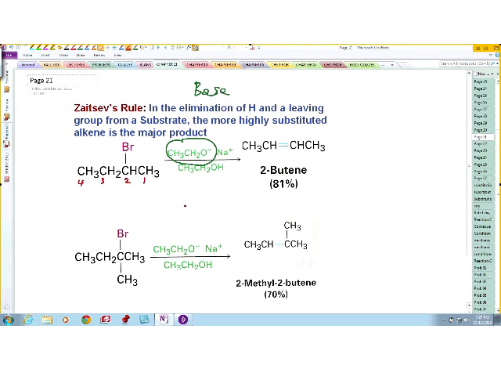The question is, how come we did not remove this other hydrogen? Because this reaction is following Zaitsev's rule. In other words, whenever you are going to form an alkene, the more stable alkene will be the major product, and the more stable alkene is the one that is most substituted. In this case, we have a disubstituted alkene right here. The other possible product would be this here, which is monosubstituted, and this is disubstituted.